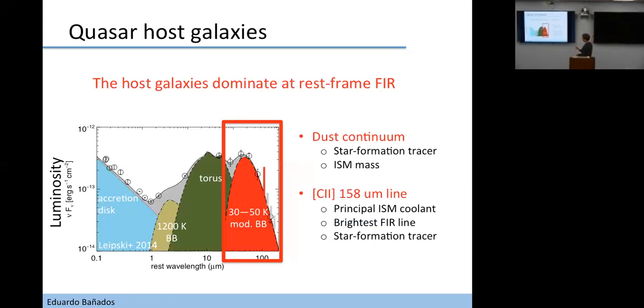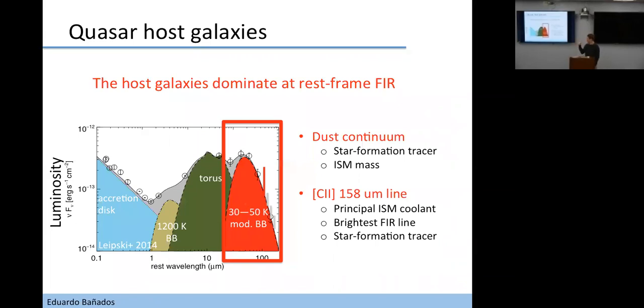So here we're going to be talking about the dust continuum, which is a star formation tracer. And I'm also going to emphasize the C+ or [CII] 158 micron line for several reasons. One of the main reasons is that it's one of the brightest lines in star forming galaxies. So that's good when you're trying to detect something at very high redshift. You just go for the brightest one first. But it's also a very interesting line because it's a star formation tracer and also gives us a very accurate redshift estimate.